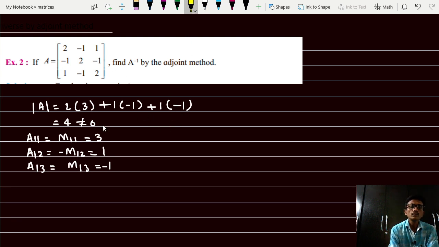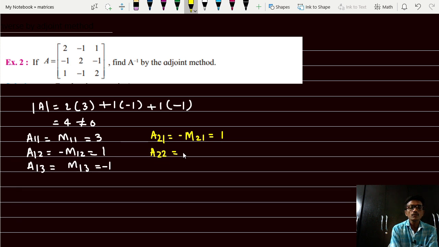Then A21 is minus of M21. So second row and first column deleted: minus 1, 1 or minus 1, 2. So what is the expansion of this, minus 2 or plus 1? Minus 2 plus 1 is minus 1, so here it will be plus 1, change the sign.